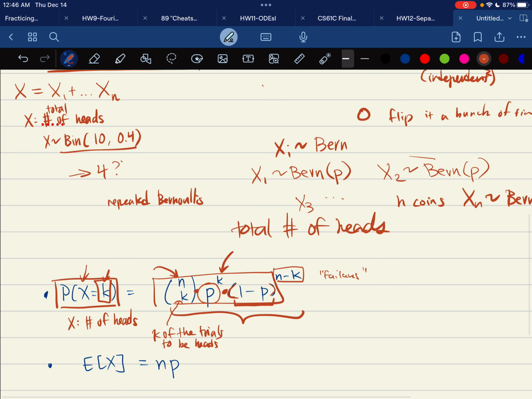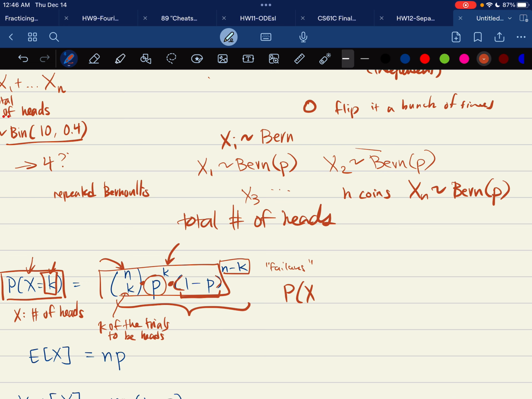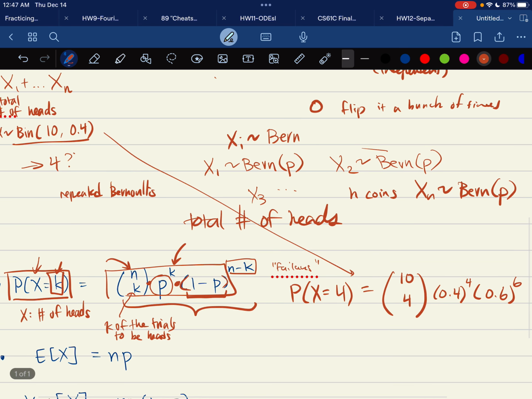Using the example before, if we're trying to find maybe the probability that x is equal to 4 using this distribution, we'd have something like choosing 4 out of our 10 trials to actually be heads, right? We want exactly 4 heads. And then each head happens with probability 0.4. So each tail happens with probability 0.6, and there's 6 tails, 4 heads, 10 coins total.